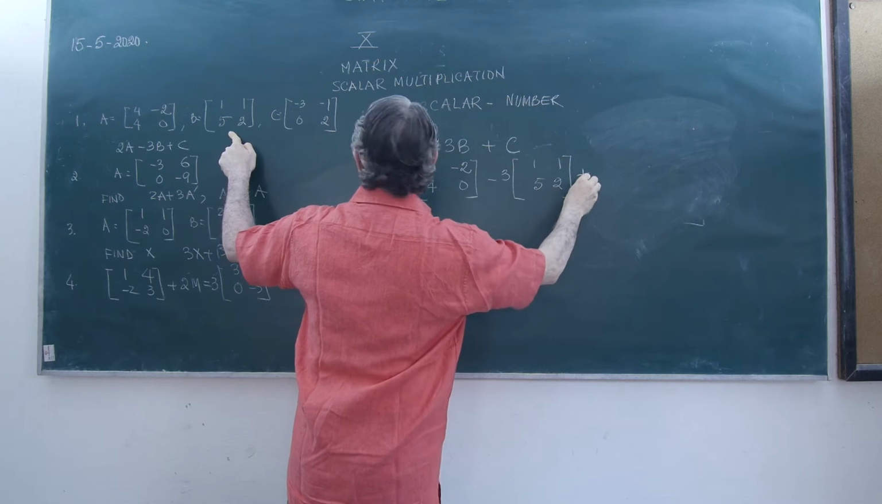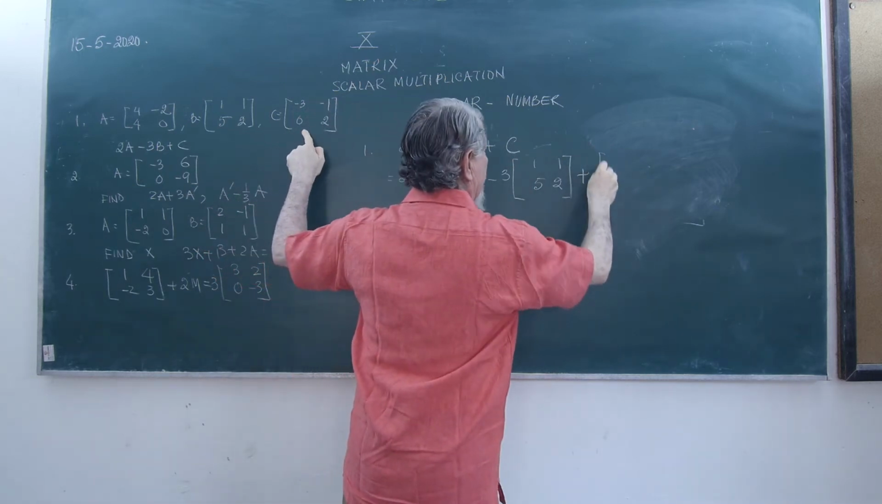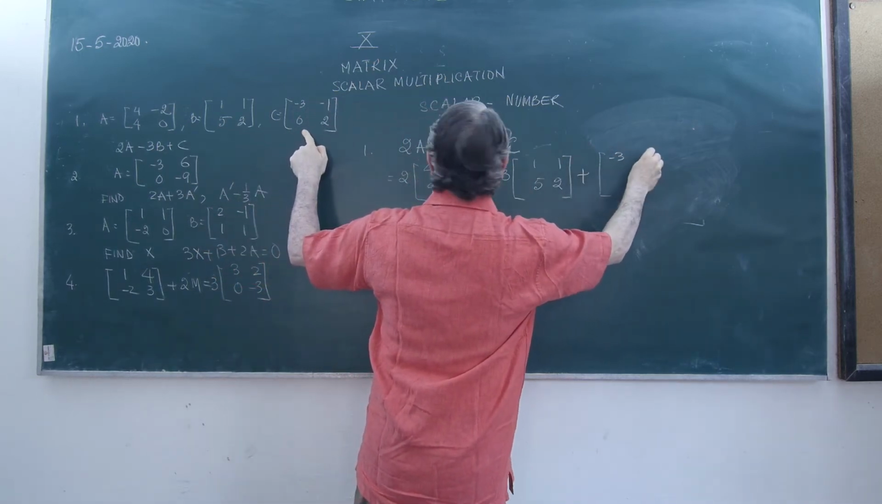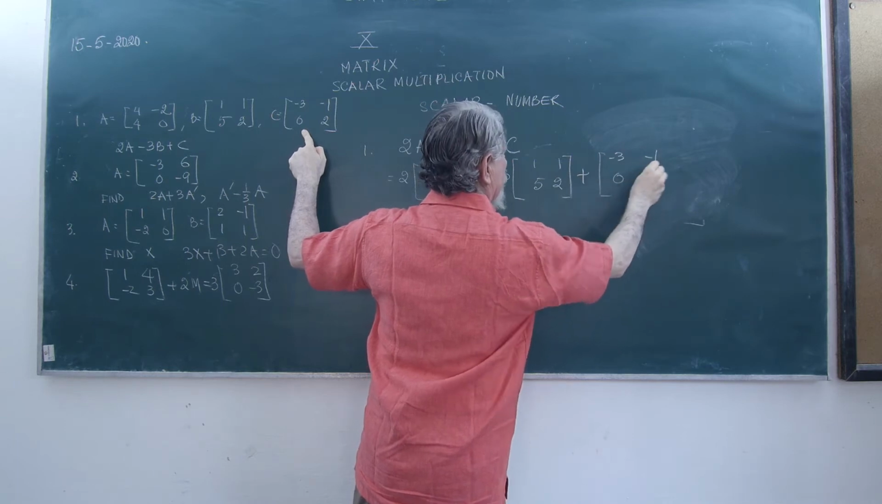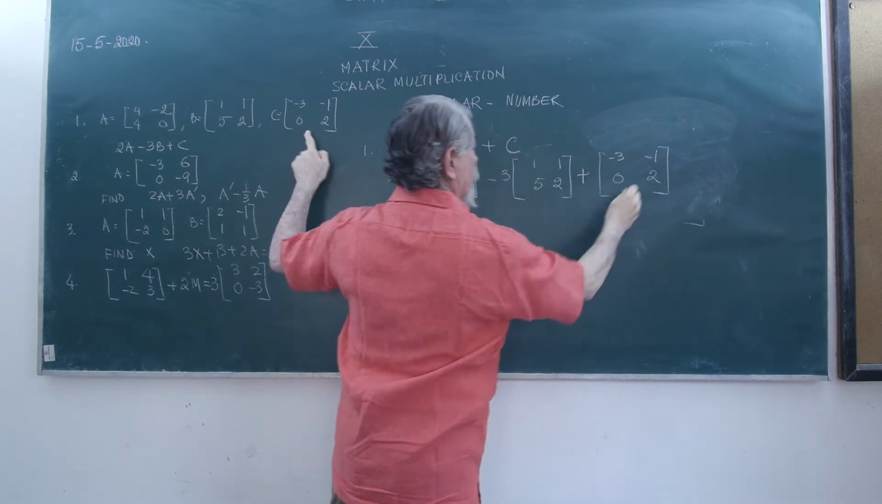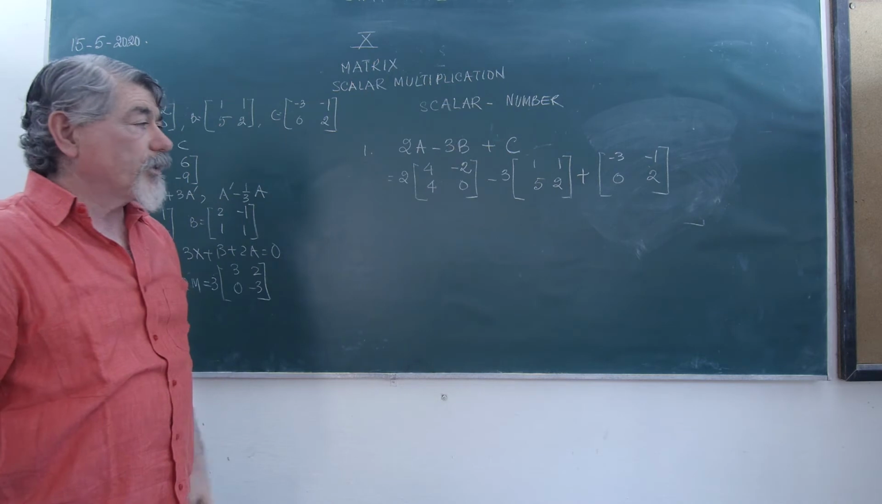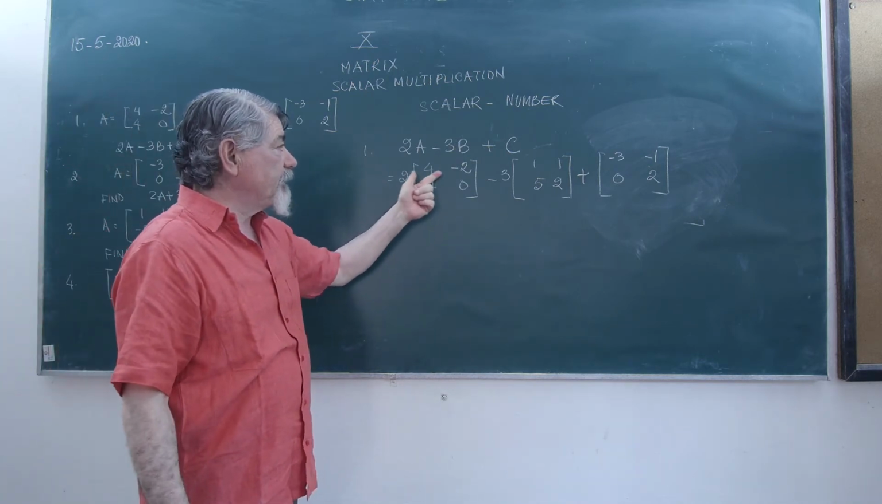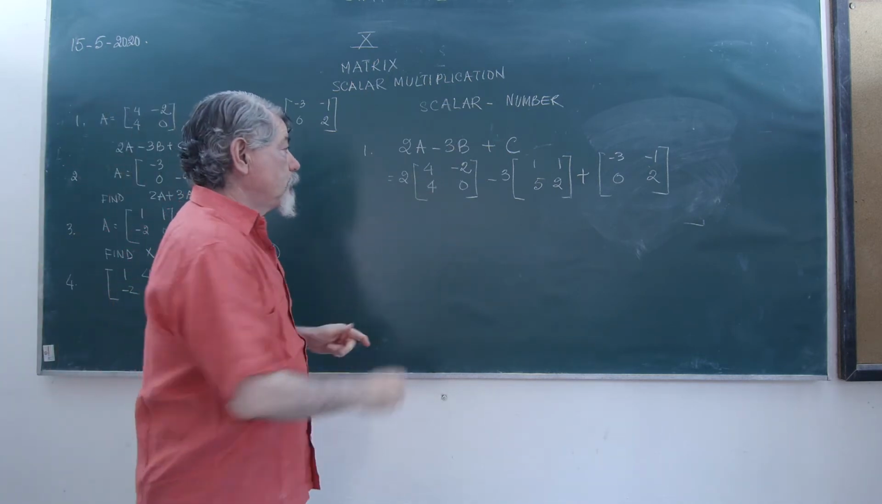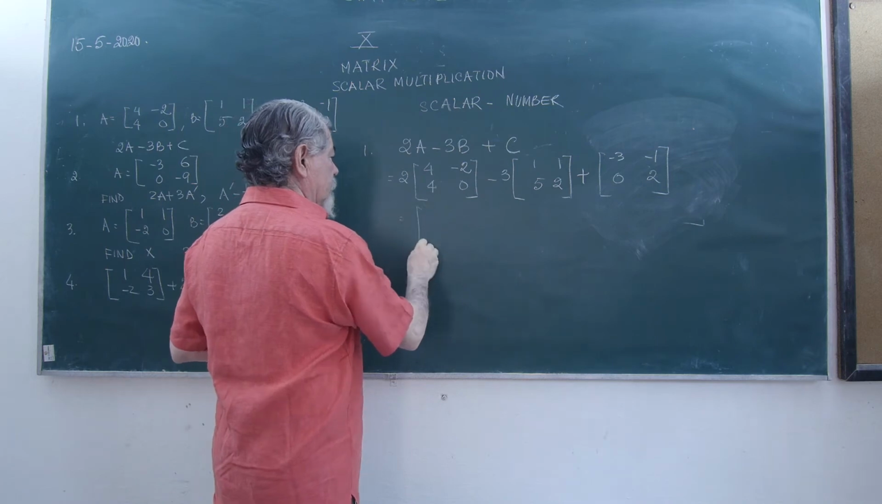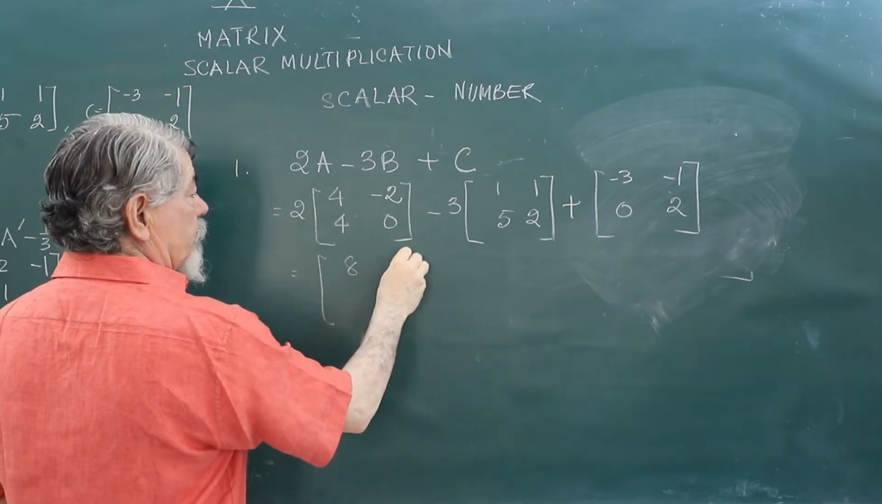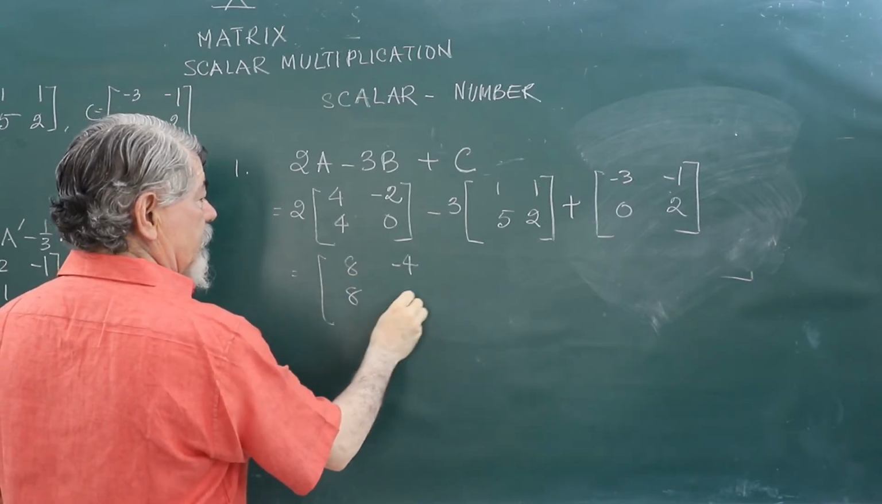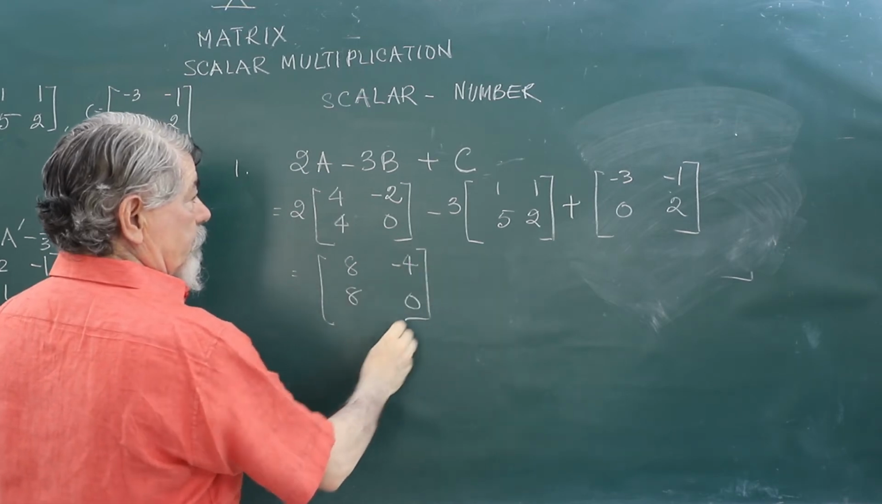And plus C is minus 3, minus 1, 0, 2. So what are we going to do? We are multiplying this matrix by the number 2. What will I get? 2 4s are 8, 2 2s are 4, 2 4s are 8 and 0.